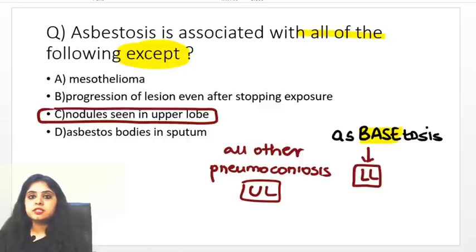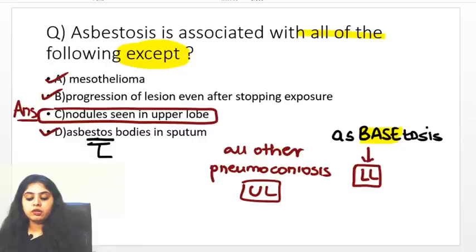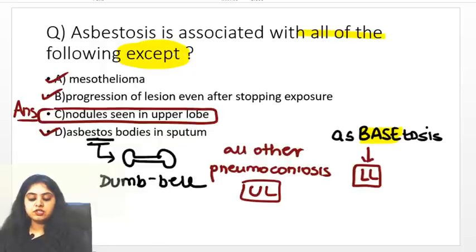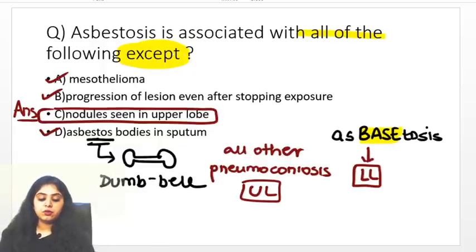So was this statement correct? No, that's the answer. Nodules are not seen in the upper lobe, they're seen in the lower lobe. Others are right. Asbestosis is associated with mesothelioma. Yes. Progression will happen even after stopping the exposure. Yes. Asbestos bodies are seen in the sputum. Can you recall what is the shape of the asbestos body? Yes, everyone remembers the shape of asbestos body is dumbbell shaped.